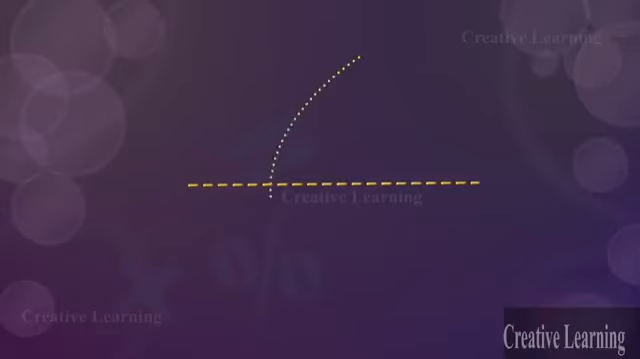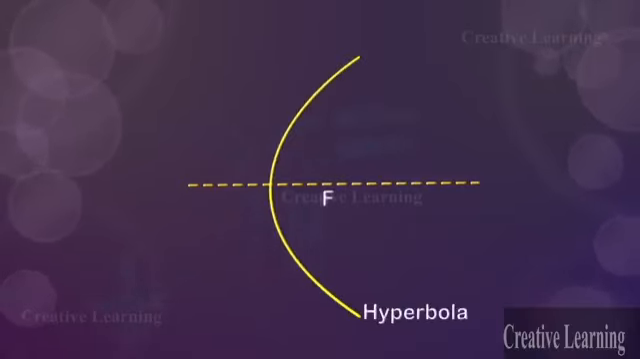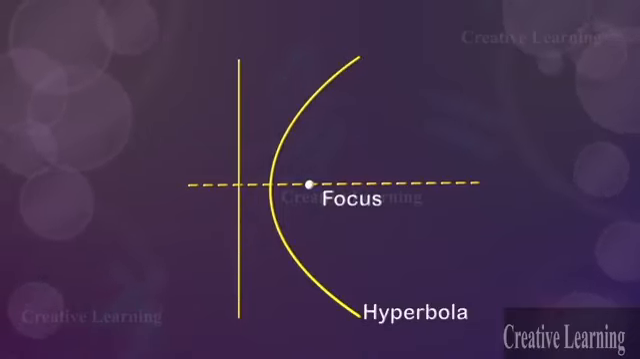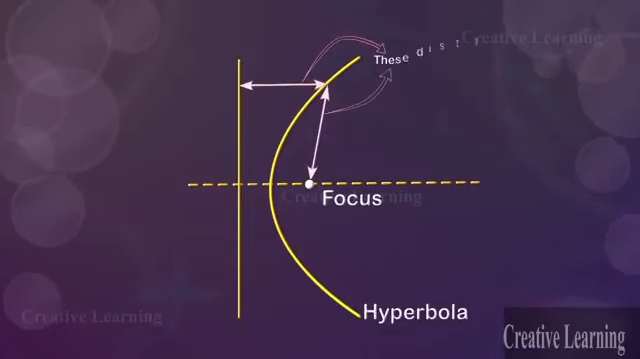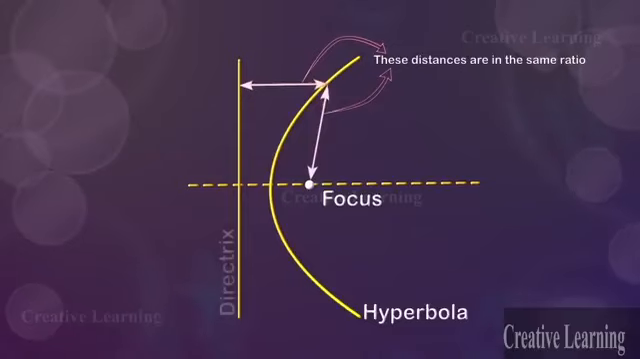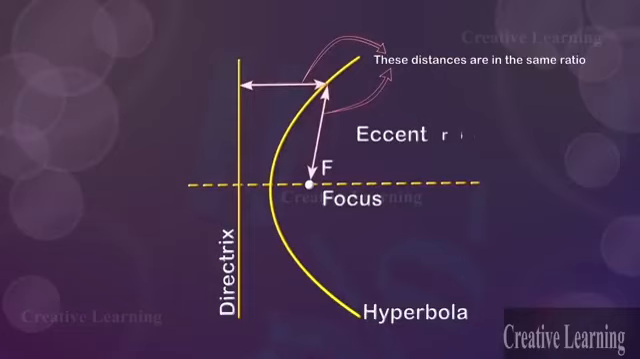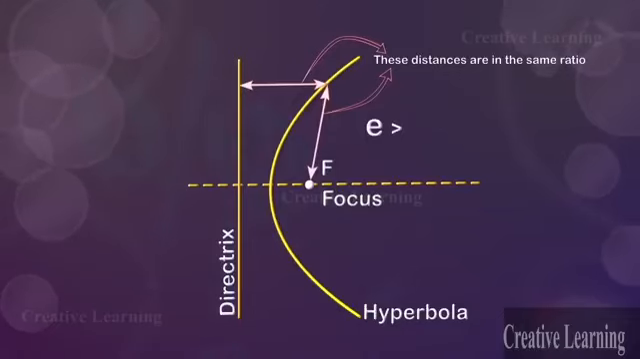A hyperbola is the locus of a point which moves so that its distance from a fixed point called the focus bears a constant ratio, which is greater than unity, to its distance from a fixed line called the directrix. The focus is denoted by F and the constant ratio is called the eccentricity and is denoted by e. For a hyperbola, eccentricity is greater than 1.